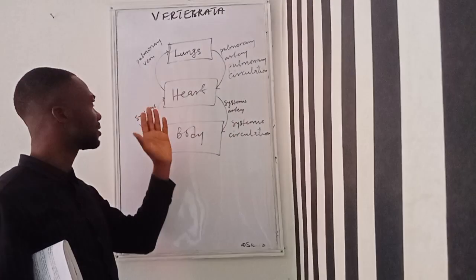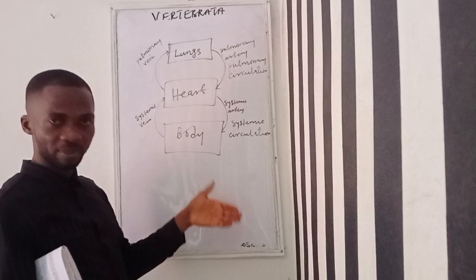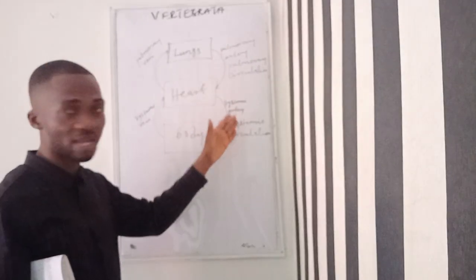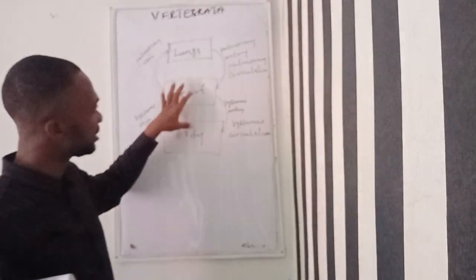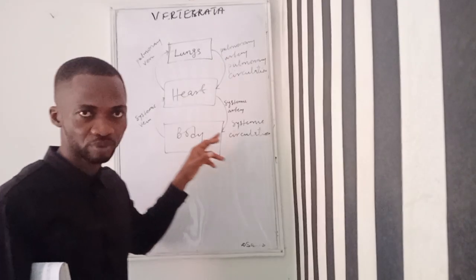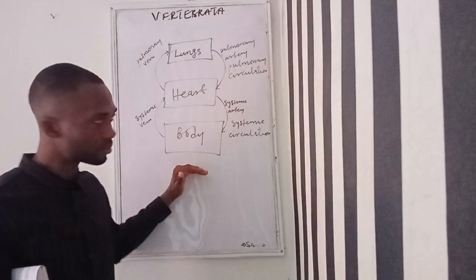So to the heart is vein, away from the heart is artery. This type of circulation is called systemic circulation, from the heart to the body.